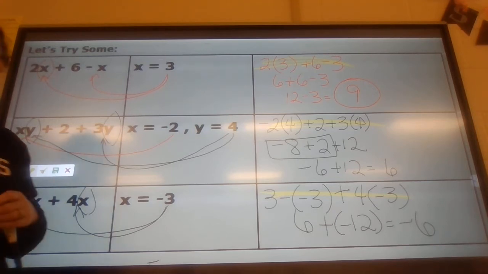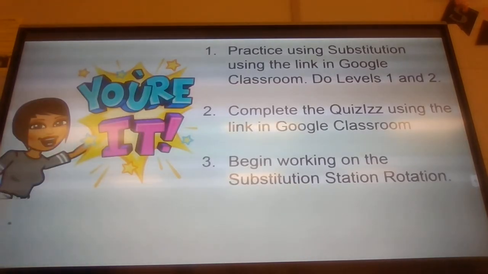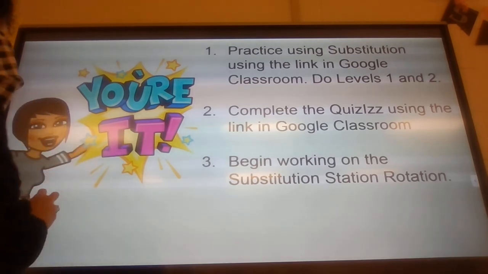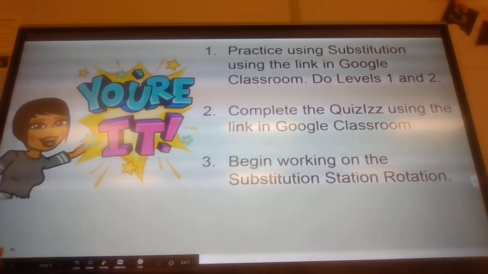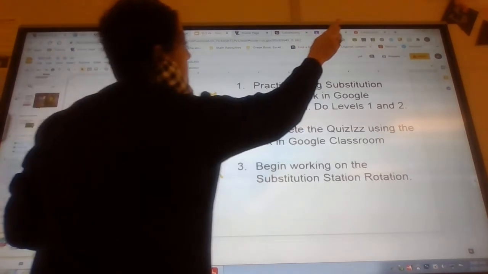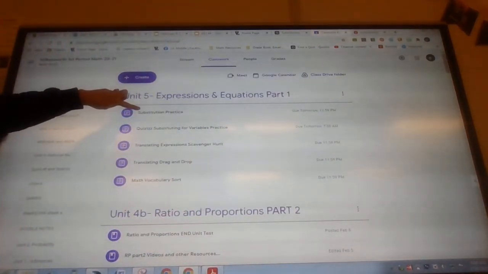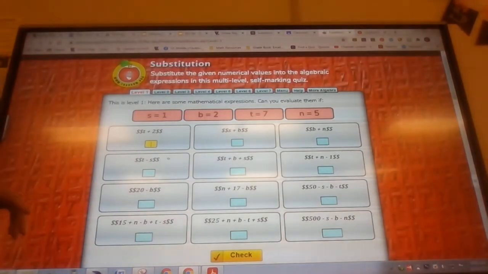All right, so let's look at what we're going to be doing today. First, you're going to go into your Google Classroom, and there is a link. Let me get out of this, and I'm going to show you what Google Classroom looks like. Here it is. Substitution practice is what you're doing first. You're going to go here and go to this. It's like a game.